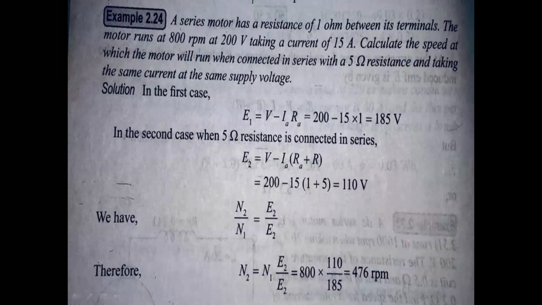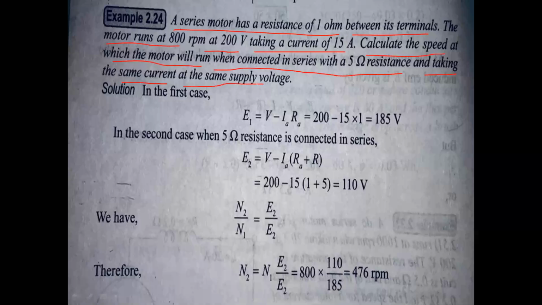So the last problem was based on shunt motor. So this problem is based on series motor. A series motor has a resistance of 1 ohm between its terminals. The motor runs at 800 RPM at 200 volts, taking a current of 15 amperes. Calculate the speed at which the motor will run when connected in series with 5 ohms resistance and taking the same current at same supply voltage.